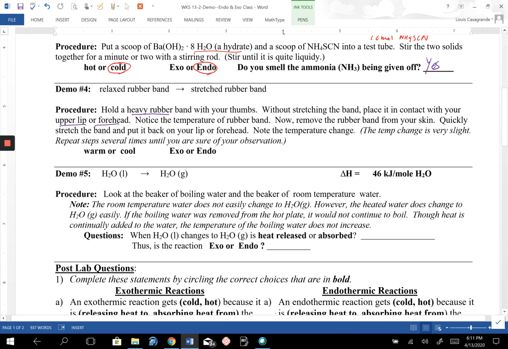Now remove the rubber band from your skin and quickly stretch it. And as it's stretched, put it back onto your lip or your forehead. And you should feel something. You should feel a temperature change. You might have to repeat this several times because the temperature change is very slight. Do it a couple of times until you're sure of your temperature change.